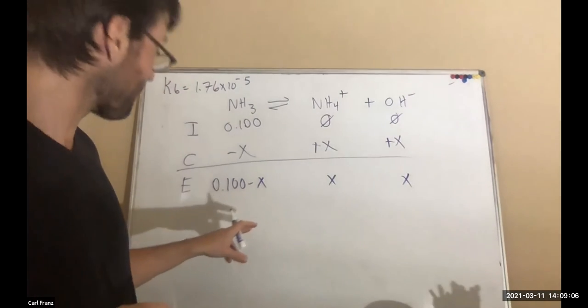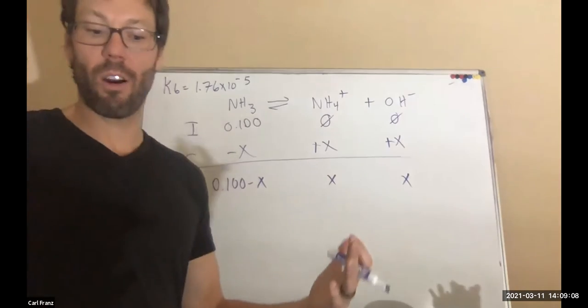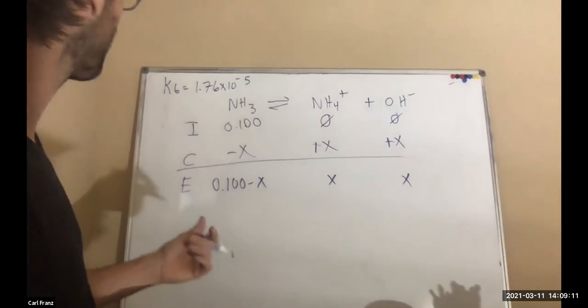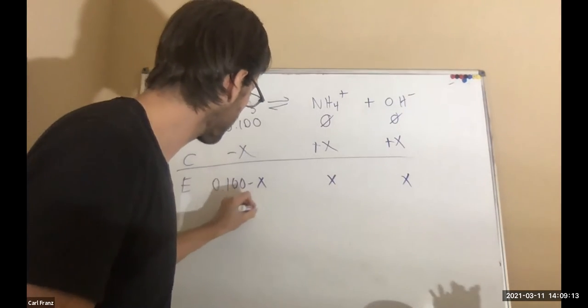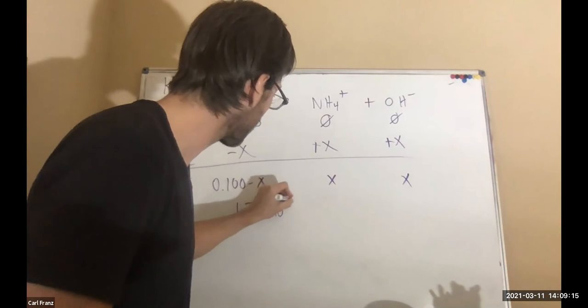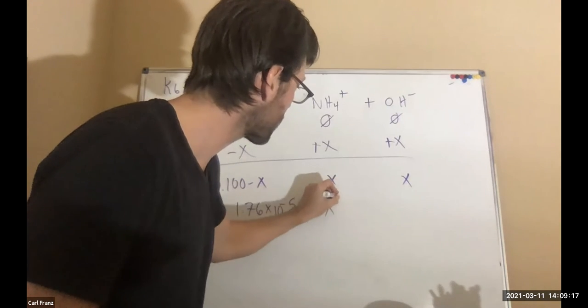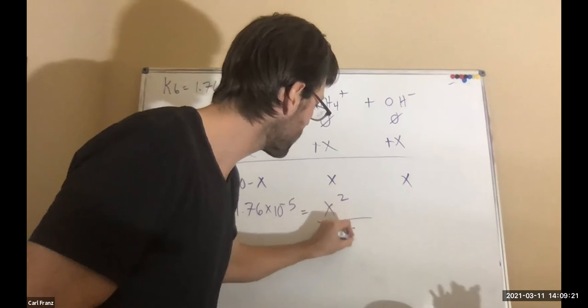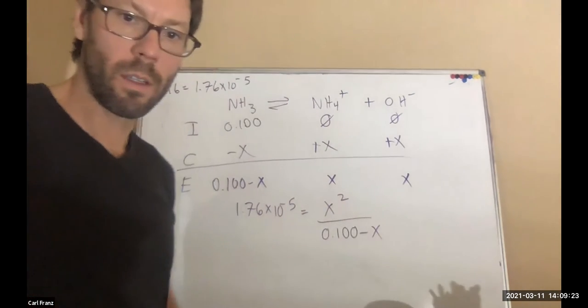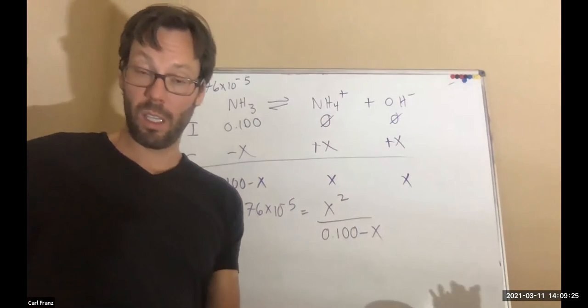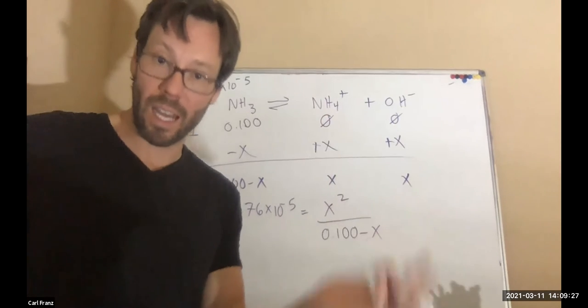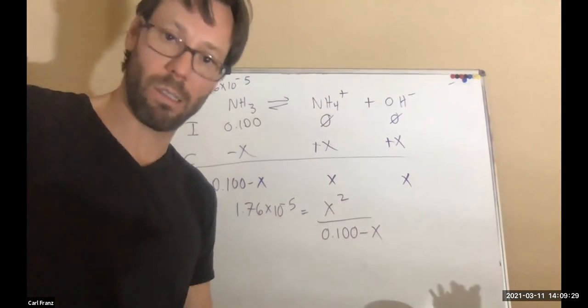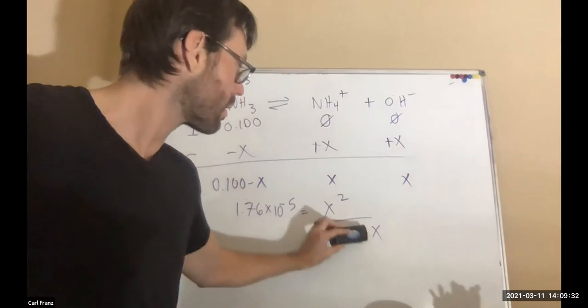So now we just put this in our equilibrium expression, right? 1.76 times 10 to the negative 5 equals x squared over 0.100 minus x. Let's just see if we can get rid of that x and not have to do the quadratic equation and all that stuff, okay? Let's do that.